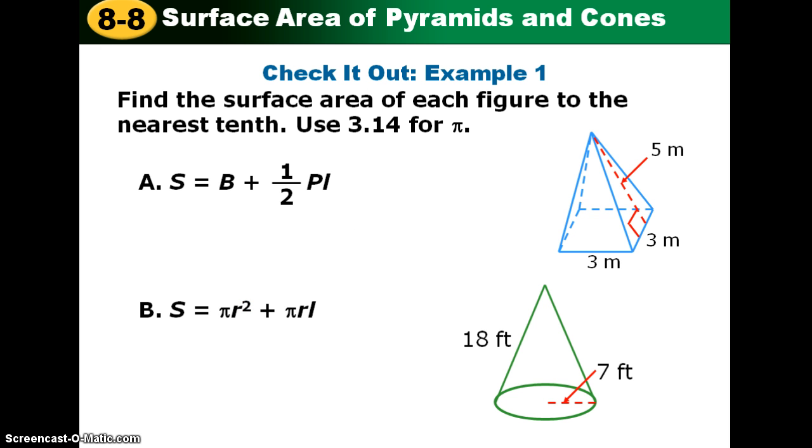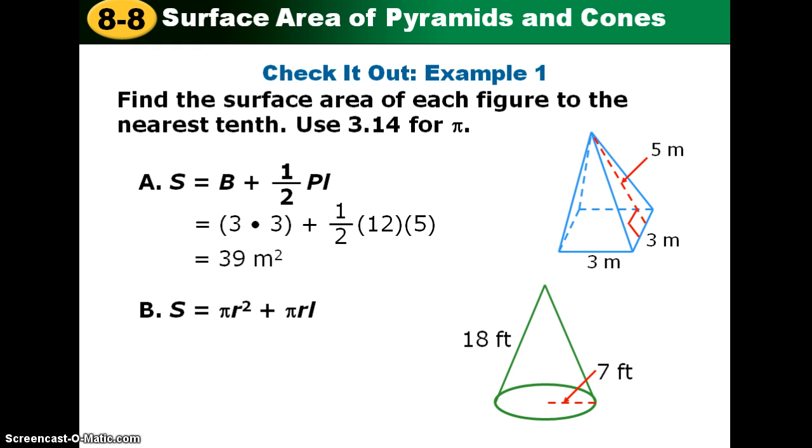Let's look at another one. The area of this rectangular, or square, pyramid would be 3 times 3. Perimeter would be 12. Slant height is 5. Plug those values in. Multiply, add for 39 meters squared.